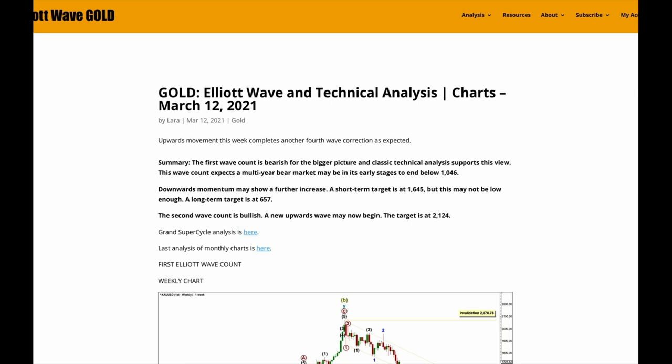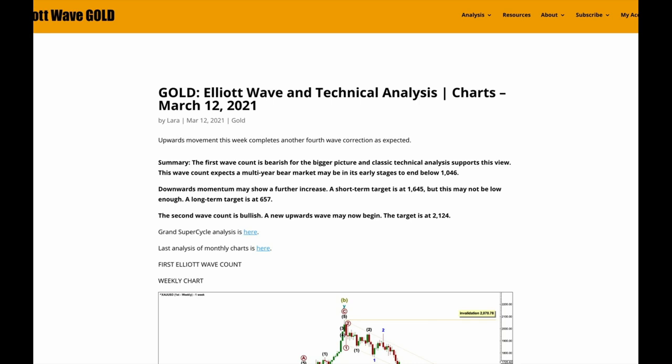Upward movement this week completed another fourth wave correction, which was expected, and for the short term upward movement found resistance pretty close to the upper edge of a channel that's containing recent downward movement. The first wave count remains bearish and has support from classic technical analysis. The next target is at 1645, but if that's wrong, it may not be low enough. The long-term target remains extremely bearish at 657.